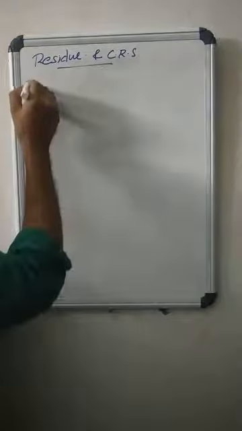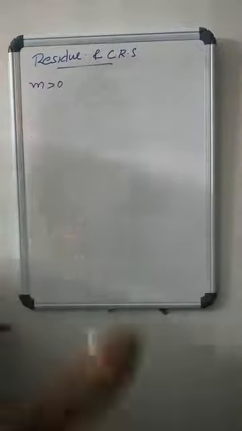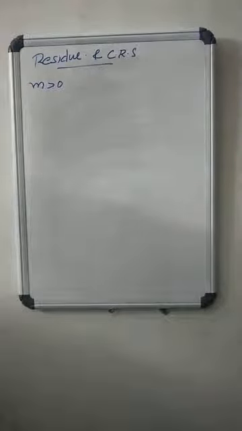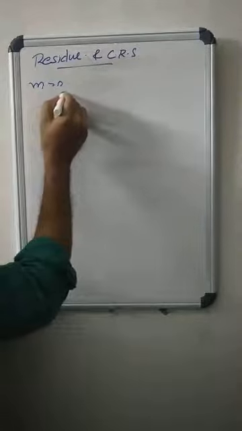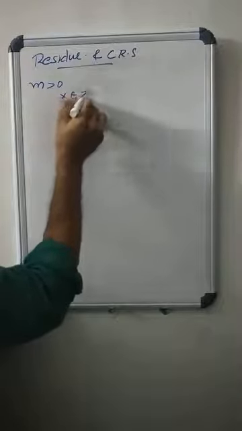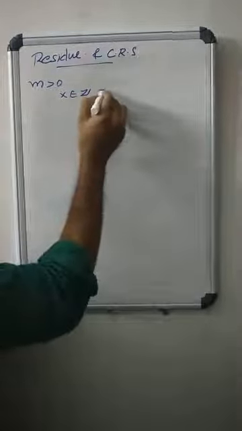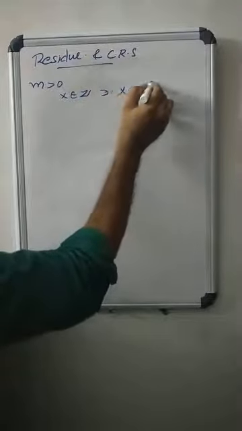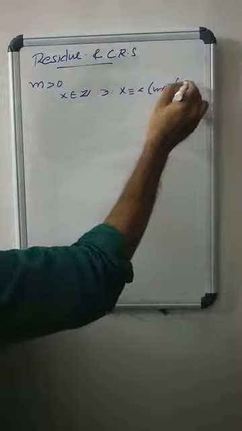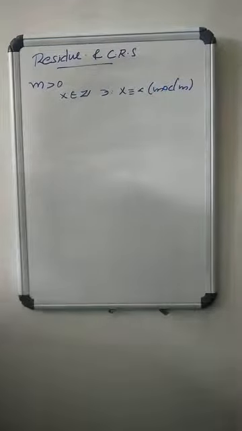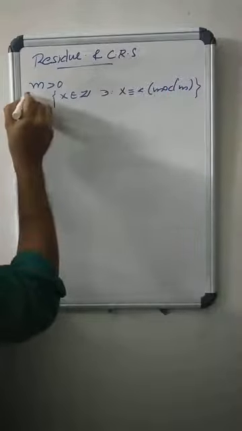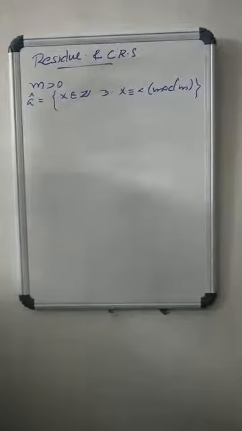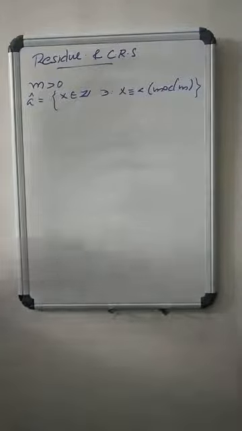We consider a fixed modulus m greater than 0. Then consider the set of all integers x such that x is congruent to a mod m. Suppose this is denoted by a cap, then this is called the residue class a modulo m.